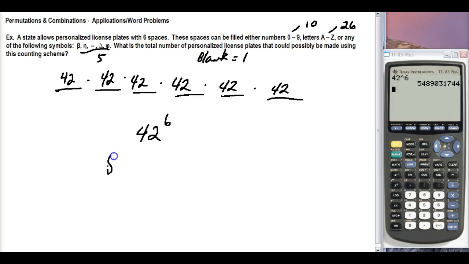So we see that it's 5,489,031,744. So we do some commas, and we see that there's about almost 5.5 billion of them. So it's a lot of people that will have a personalized license plates before they have to come up with a new system. Okay. All right. And so this concludes this particular example, and we'll move on to the next.